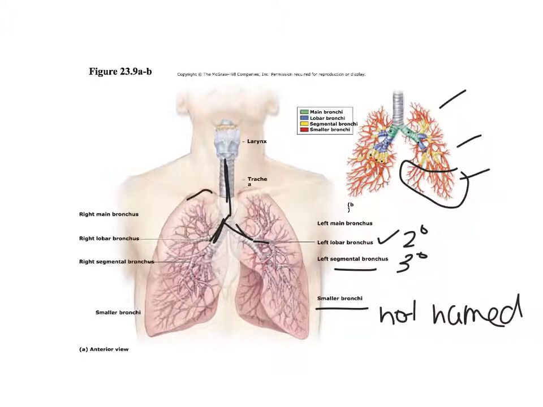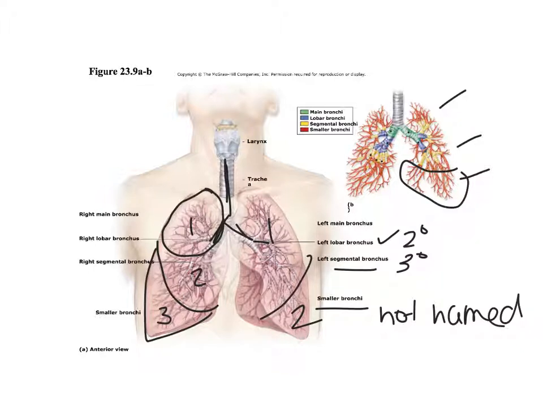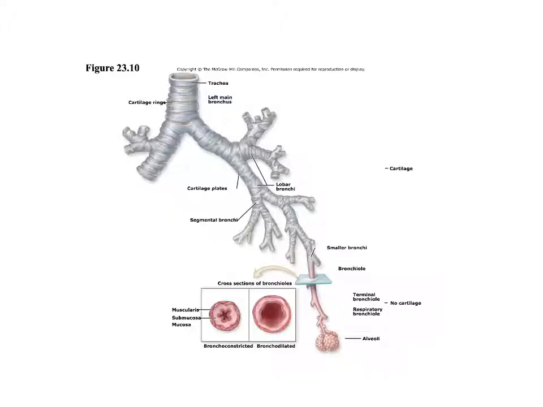On here, 1, 2, 3 lobes on the right side, and 1, 2 lobes on the left side. The heart is going to be right over in here. Here's another image showing the cartilage rings and then the plates.